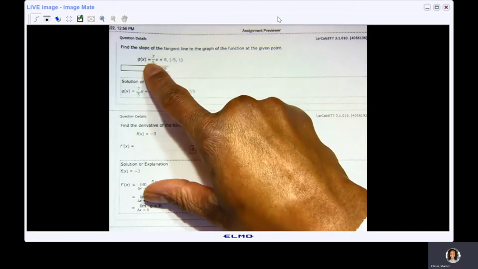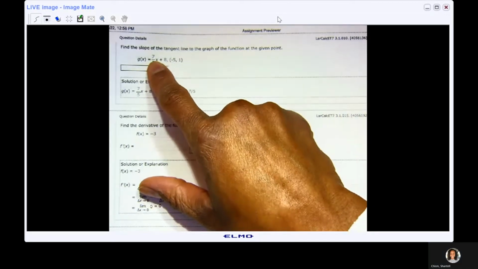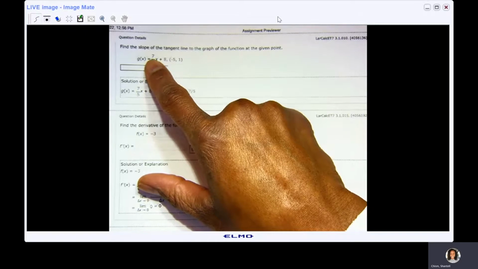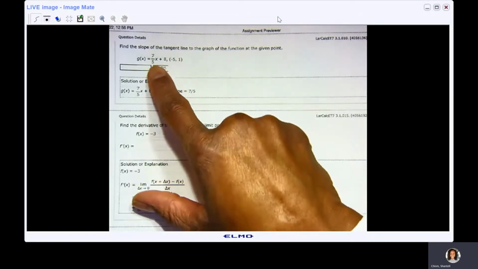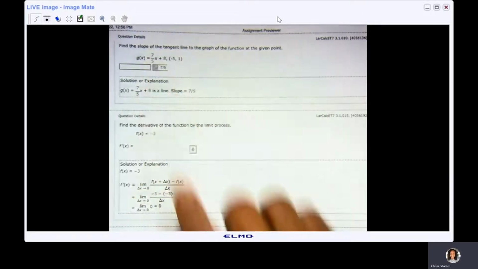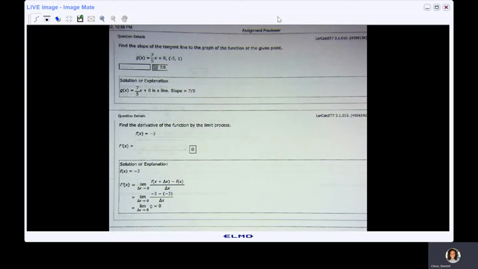Well, you've got the function itself. So anytime it's written in terms of mx plus b, the slope is the value that's in front of the x. Okay, so there's really not much to say there. The function is a line, and the slope, therefore, is that 7/5.